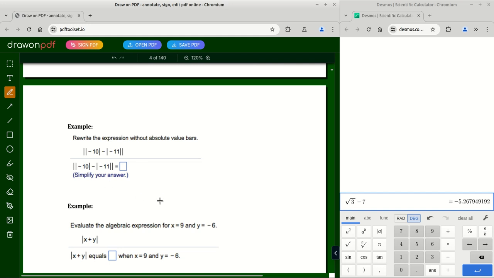Like this guy here. It says, hey, go ahead and rewrite the expression without absolute value signs. Same kind of thing. This one here, though, I don't think I have to go and do anything tricky. I could just look at it. So I'm going to rewrite it.